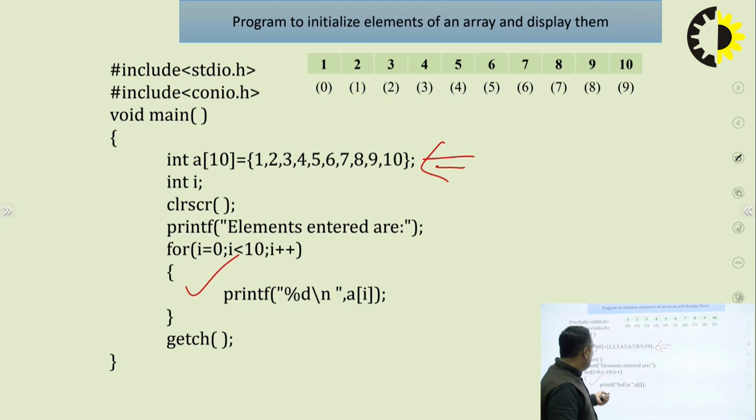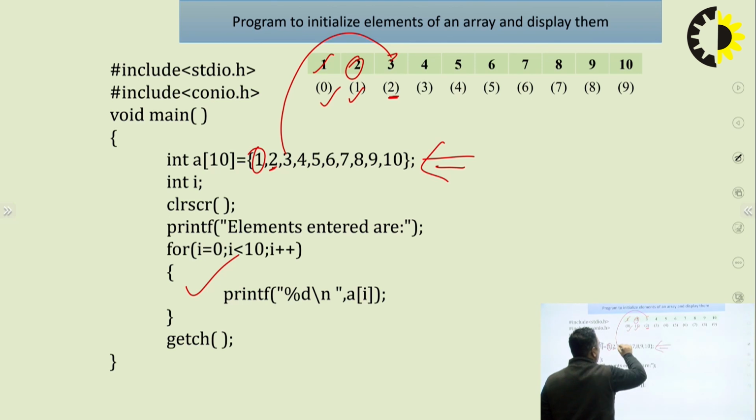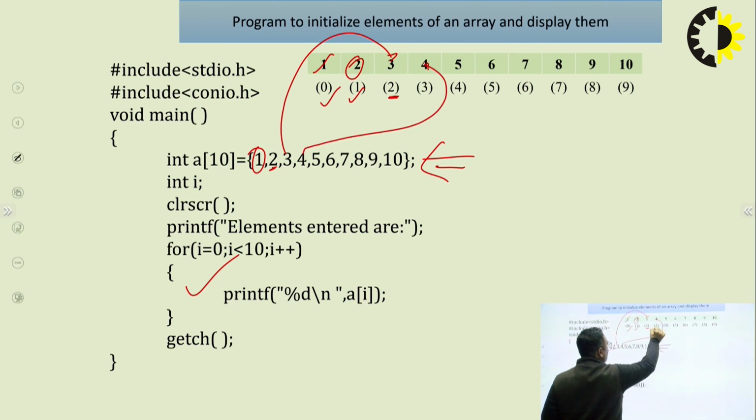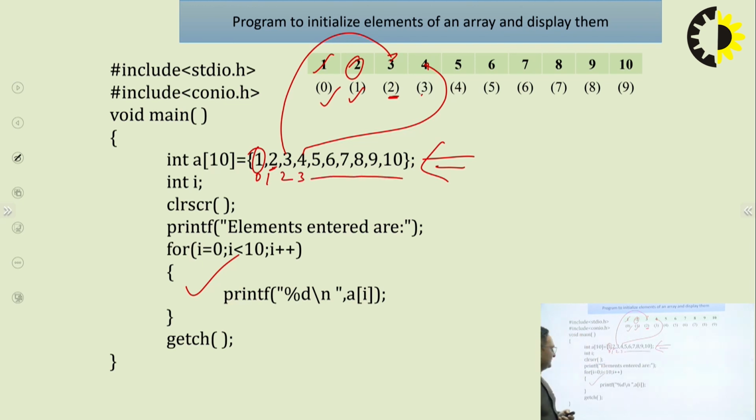The output of this program would be: at index 0 this is 1, at index 1 this is 2, right? At the second index, means the third element, it would be 3, right? And this would be 4, at the third index. So 0, 1, 2, 3 and so on, right? This is how it is working, correct?